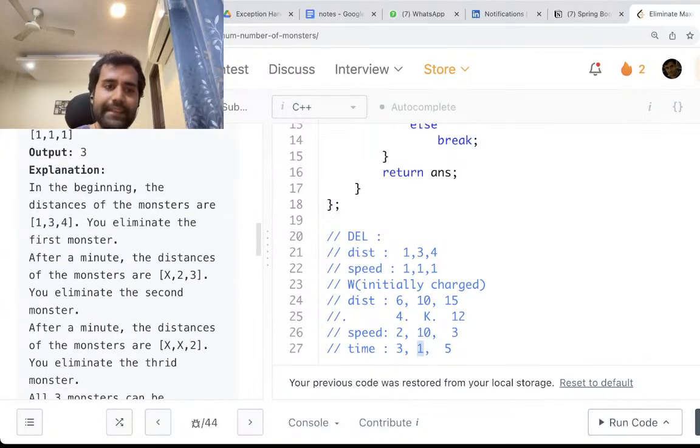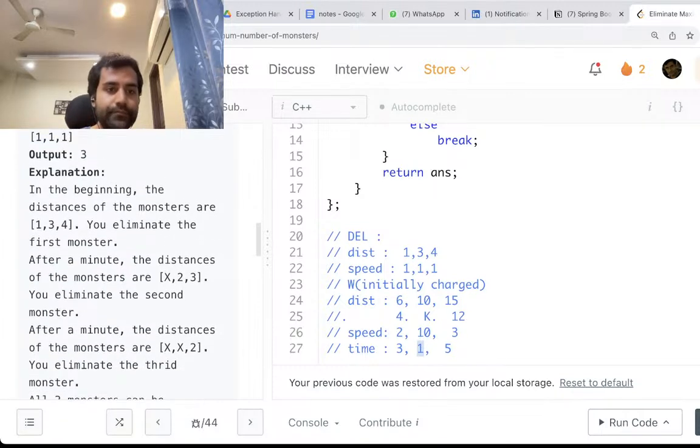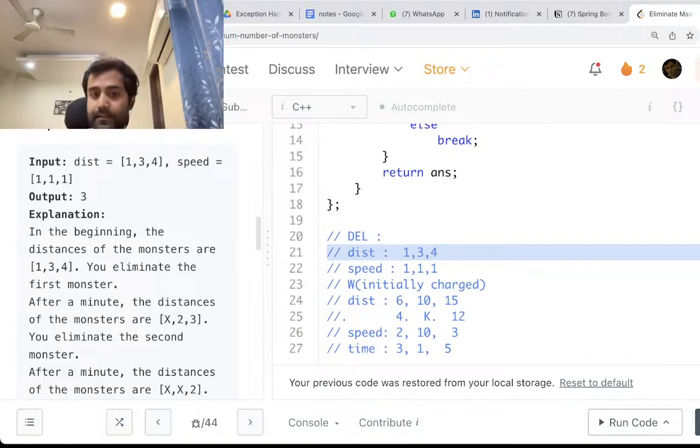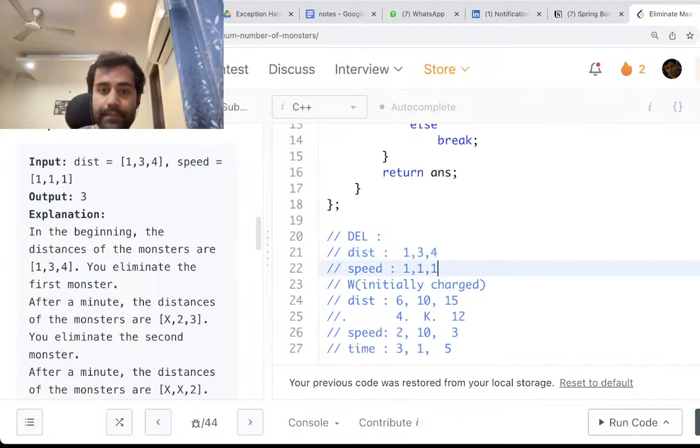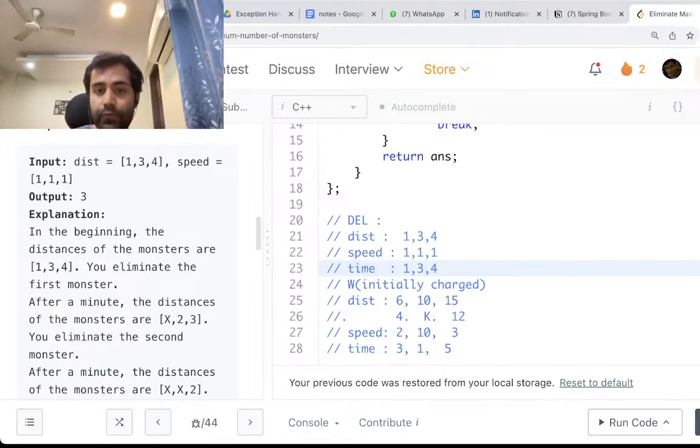Now if you have a look at any example, let's say this was your example, it has been very well illustrated over here. So they say that if the monsters are at these distances, we all know that if we calculate after how much time they are going to reach us, here it will be 1 by 1, which is 1, here it will be 3 by 1, which is 3, and here it will be 4 by 1, which is 4. So to start with, I would want to kill this monster. So this monster is gone, he is killed, okay?